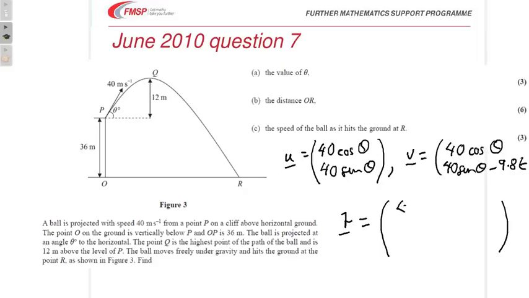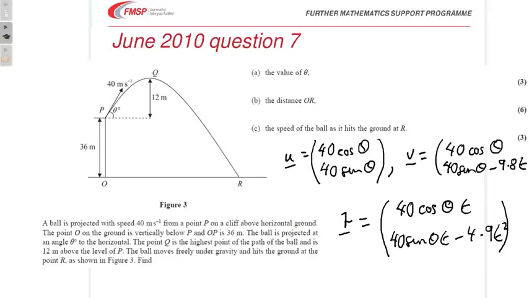So x is 40 cos theta t, y is 40 sine theta t minus 4.9 t squared. So behind that lie the Suvat equations: v equals u plus at and s equals ut plus half at squared. Right, let's do part A.